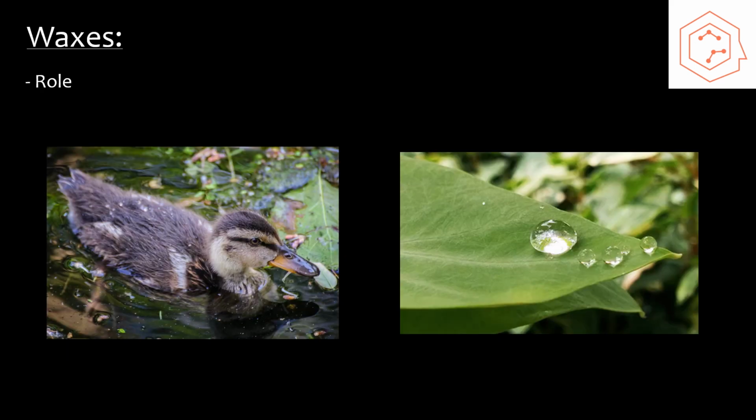Waxes are another biologically important category of lipids. They cover the feathers of some aquatic birds and the leaf surfaces of some plants because of their hydrophobic properties, so they are water repellent. This prevents water from sticking to or soaking into the surface. This is why we see water beading up on the leaves of many plants and why birds don't get soaked when it rains. You see how water is beading up on the feathers of this bird.